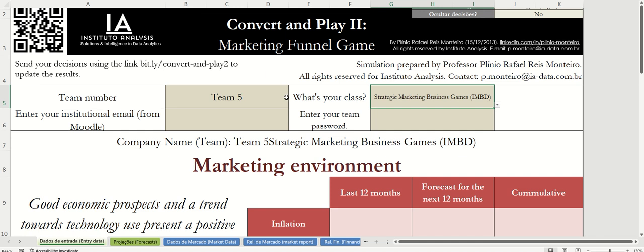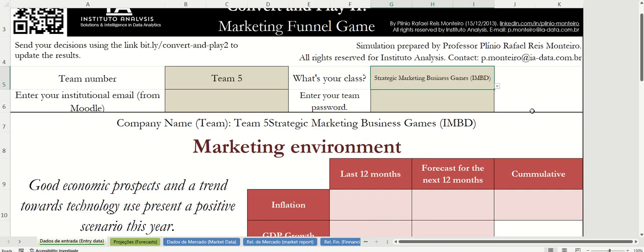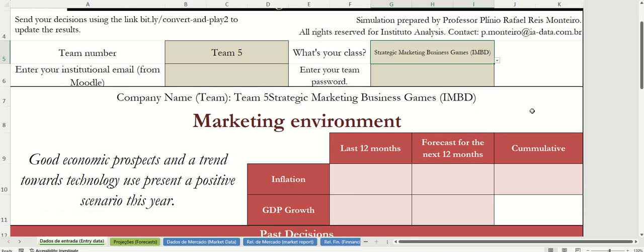And without these two pieces of information, your schema email and your password, the Excel file will not work. Okay, so it's really important to follow this. Here I'm hiding the information, but the information is here. I'm typing here, but I'm hiding the information, so no one will see the password of this team.